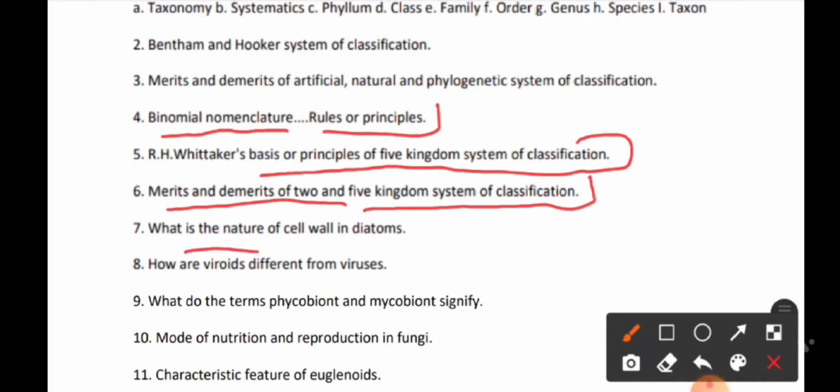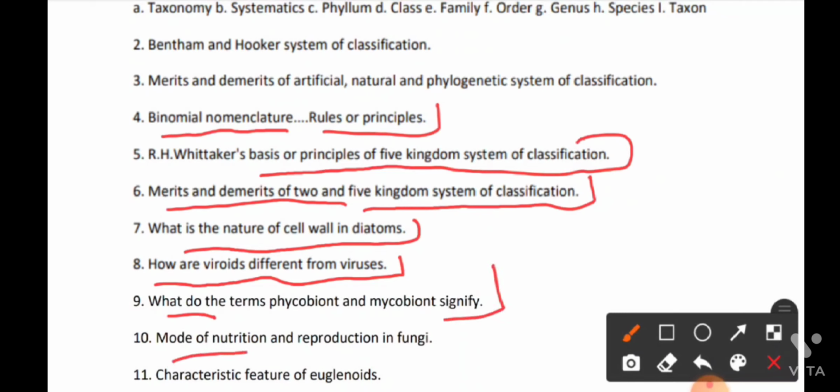What is the nature of cell wall in diatoms? How are viroids different from viruses? What do the terms phycobiont and mycobiont signify? Mode of nutrition and reproduction in fungi, characteristic features of euglenoids.